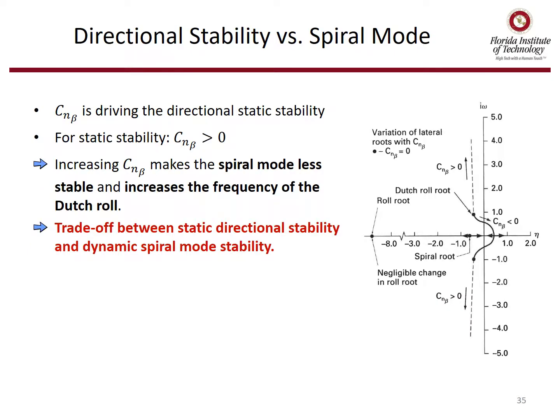C_n_beta is driving the directional static stability, and we need that to be positive. But increasing C_n_beta makes the spiral mode less stable and increases the frequency of the Dutch roll. So now there's a trade-off between static directional stability and dynamic spiral mode stability.